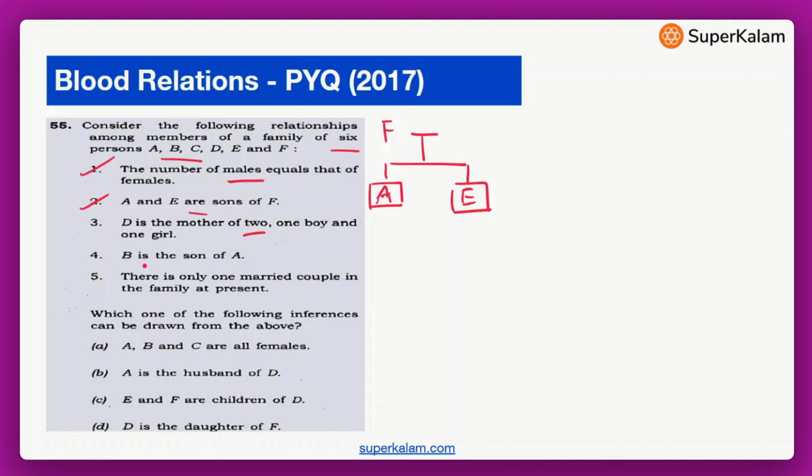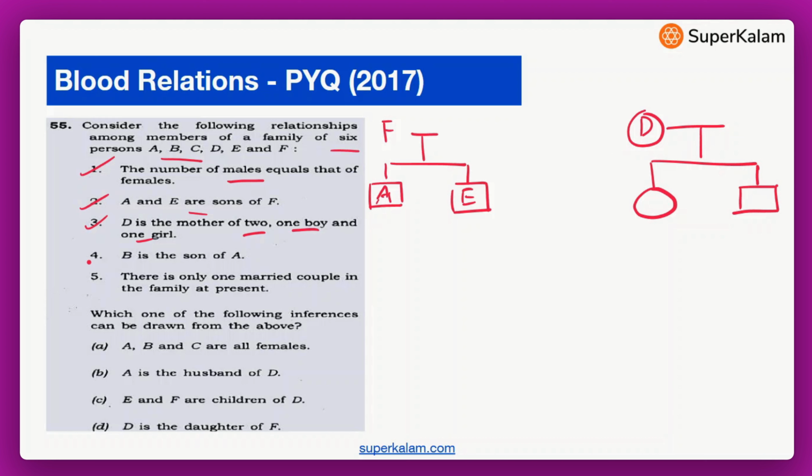D is the mother of two, one boy and one girl. So D will be in a marriage with someone, and out of that marriage two people are born, one boy and one girl. We don't know which one is the boy and which one is the girl. But D, who is a female, has married someone. This third statement conveys to us this family tree. D is the mother, so we have got one female who is D.